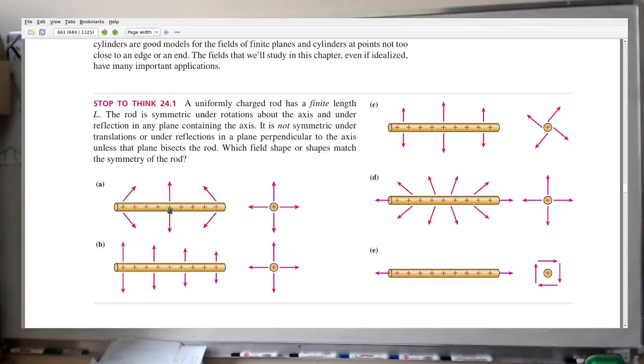Now with A and D, there is nothing wrong. Okay? So only one of them is physical. D is physical. This is what the electric field of a rod would look like.